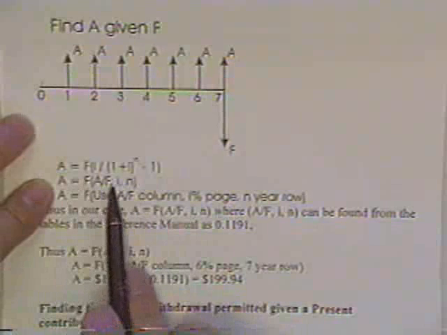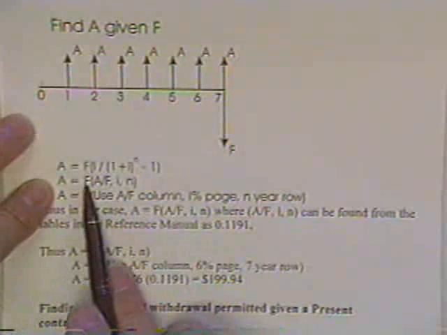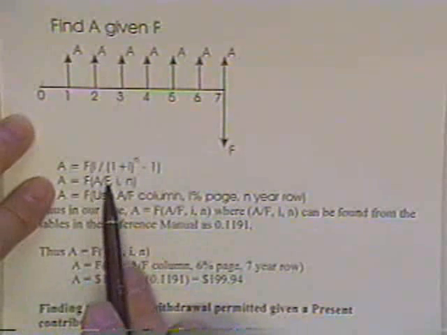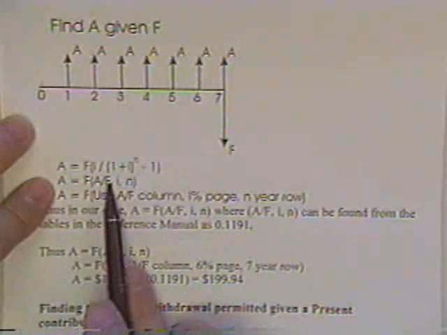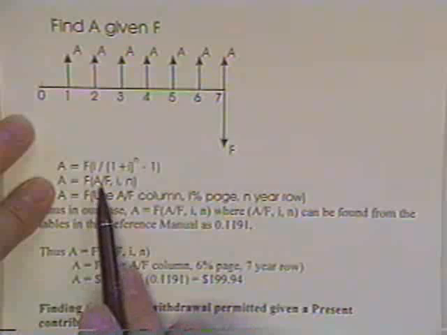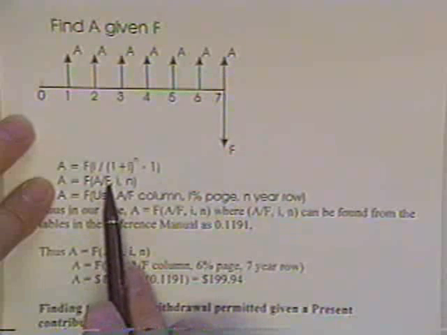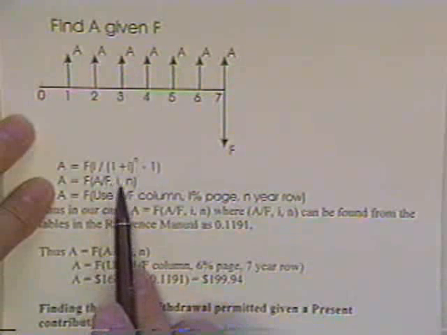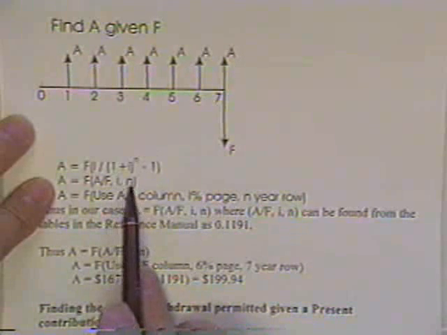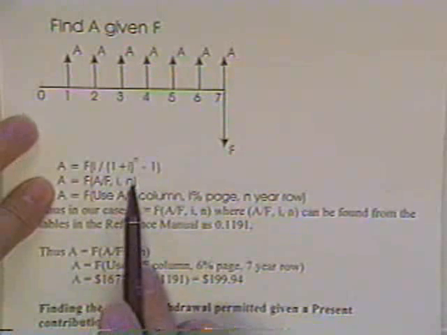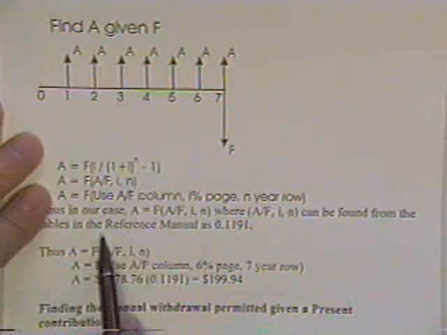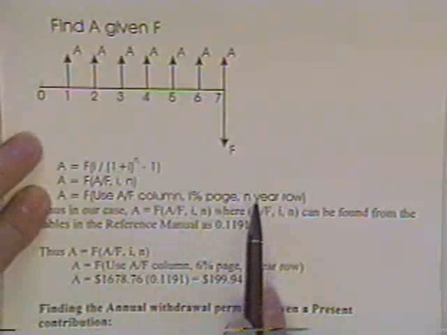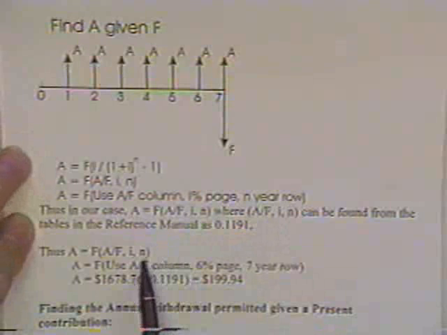Or you can use the economics way of doing it. Since you're given F, you can multiply it times something to get an annuity. The only way you're going to do that is to multiply it times A over F, where F cancels F, leaving you A. So use the A over F column in the book. Go to the table that has the proper interest rate. Go to the row that has the proper number of payment periods, perhaps in years. It says use the A over F column, use the i% page, use the N year row.